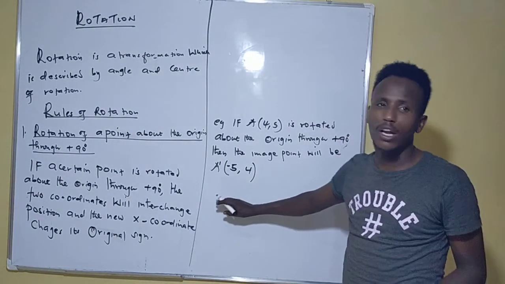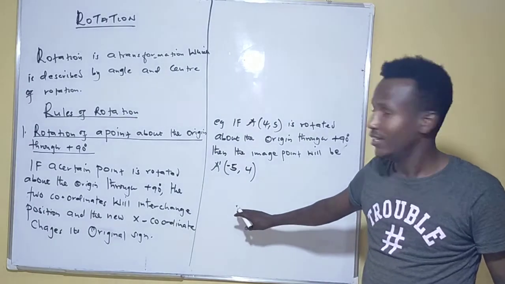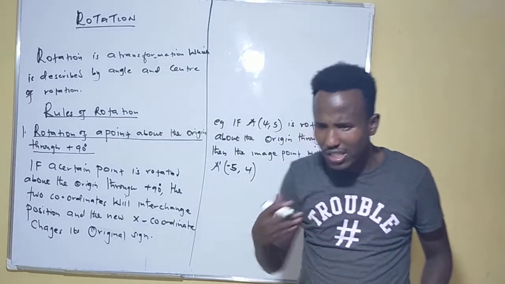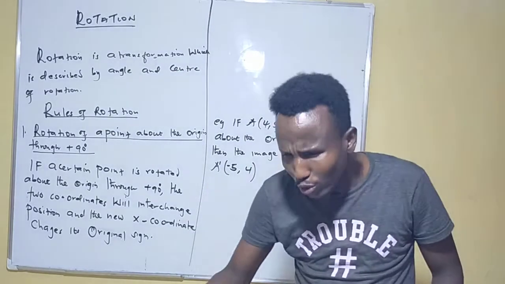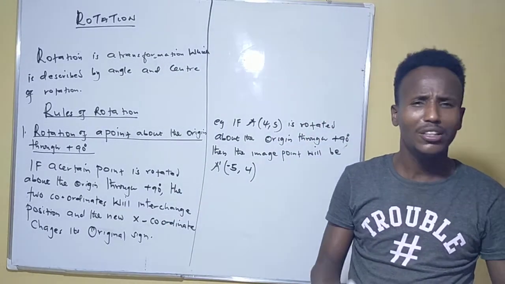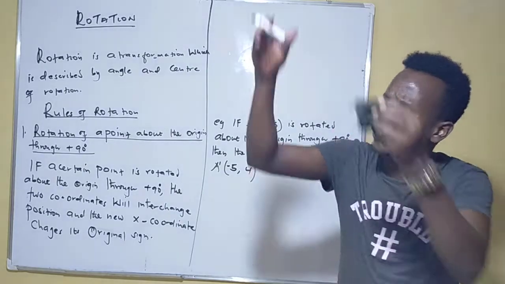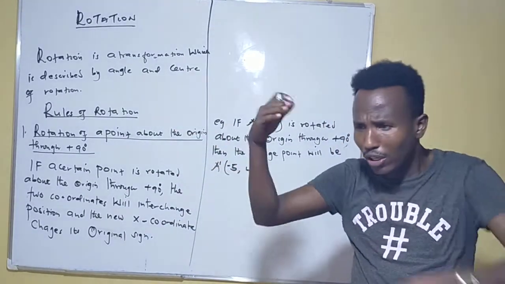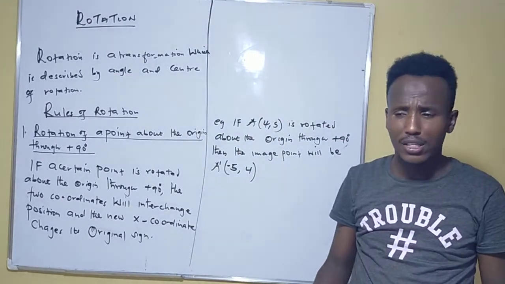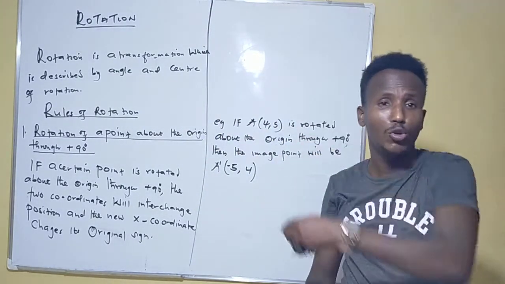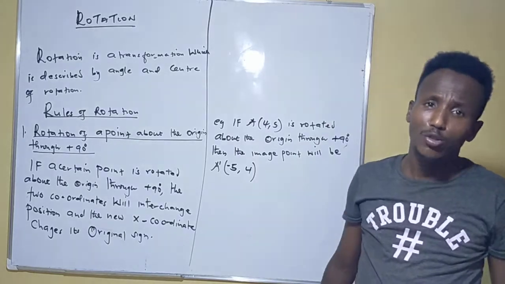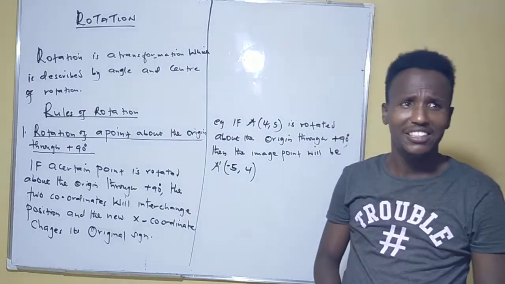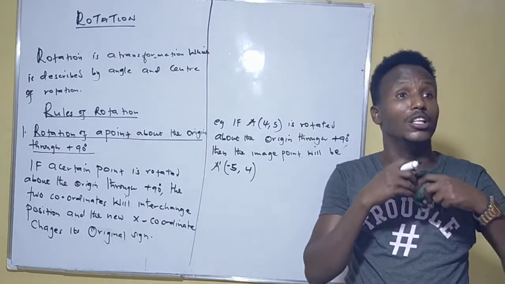So this is very, very easy, by the way. If you are told to rotate this figure about the origin through positive 90 degree, don't take time, my brothers. Write the object point followed by the image point using this statement here. You want to interchange the position of the two coordinates and the new x coordinate changes its original sign. Simple. That's rule number one. Who said the transformation of Form 2 is very hard? It is not hard. These rules are not taught in the class, my friends.